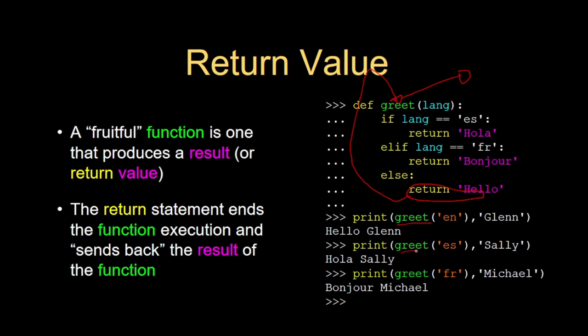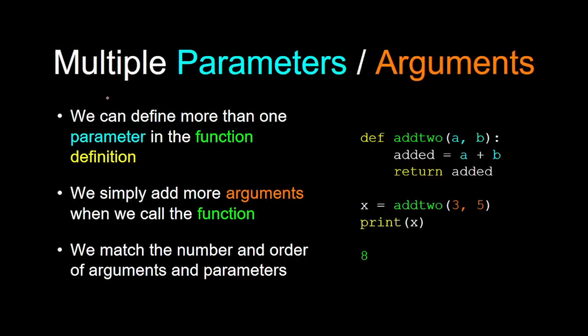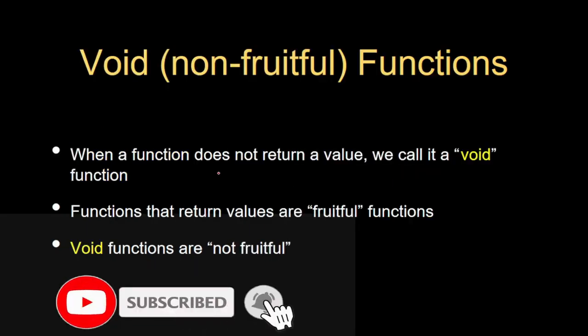Great. When we call it, the value is displayed. Good. Arguments, parameters and results. def max, for x in, return the value, or string parameter. So multiple parameters you can pass as I showed you in the previous example.